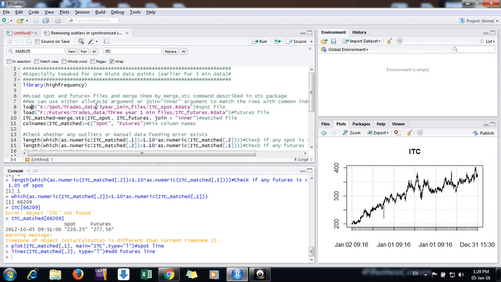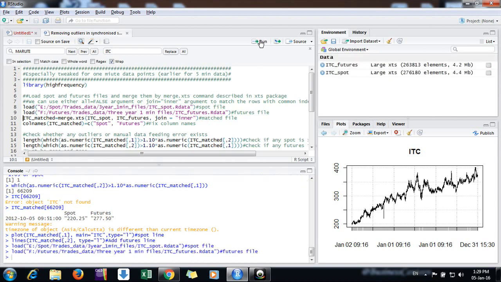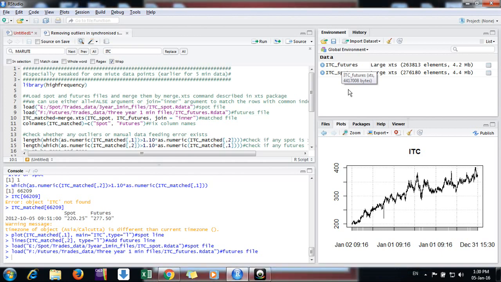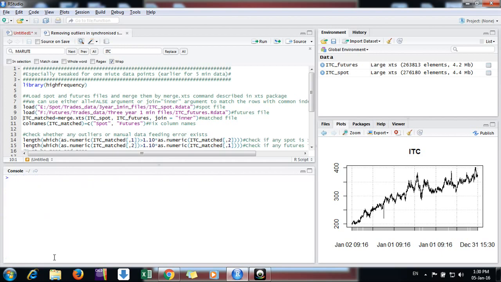Suppose we have two files, one is spot and one is futures, ITC spot and ITC futures. This is the minute-by-minute data for the Indian market, for the Indian Tobacco Company, for spot and futures. For analysis of co-integration between spot and futures, I need a series that is synchronous.